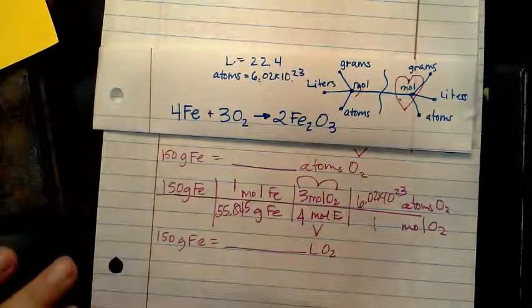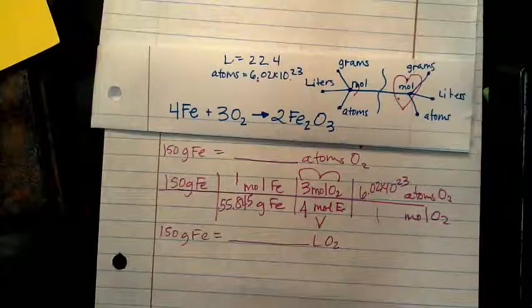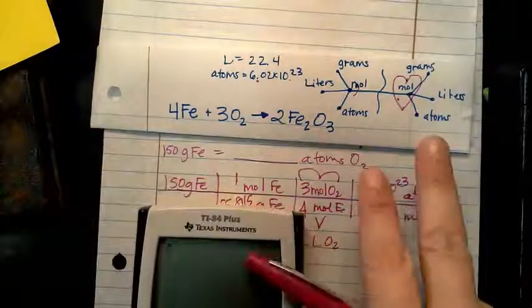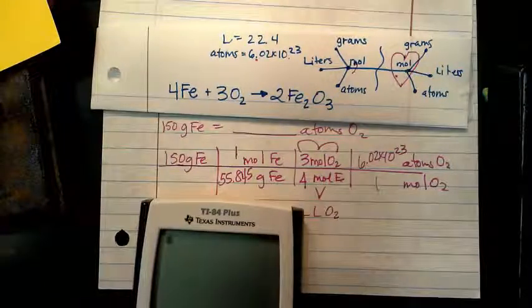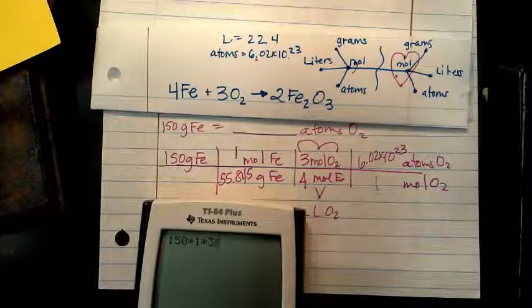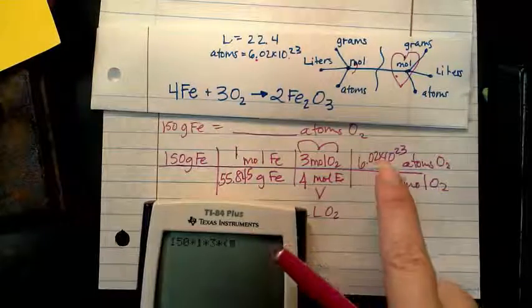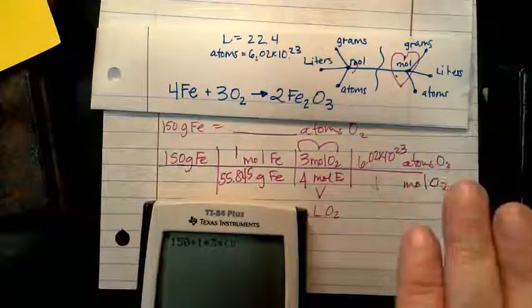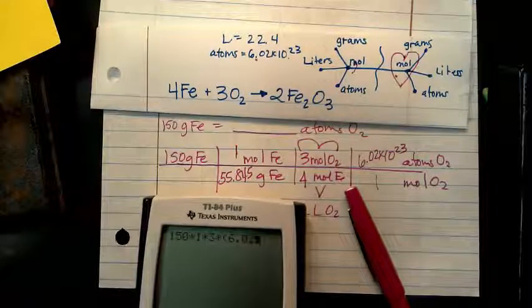Now I'm going to show you how I want you to put this in the calculator. Some kids are still struggling with that. So what I'm going to do is multiply my whole top part, so 150 times 1 times 3. And then I'm going to put a times, and then parentheses, because I want to make sure that nothing else happens to it. It's just all by itself. So I'm going to put 6.02.